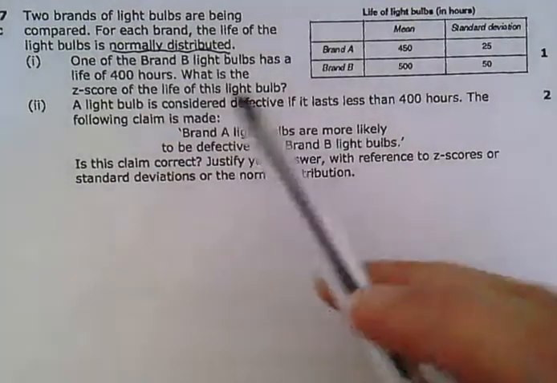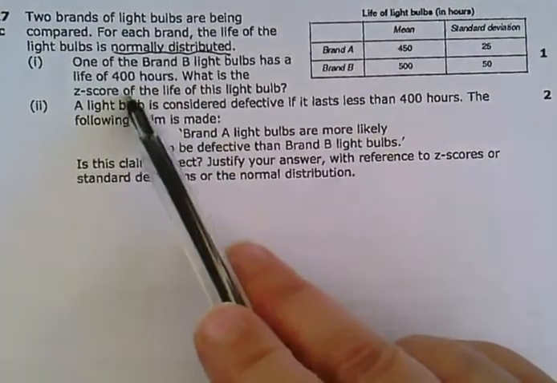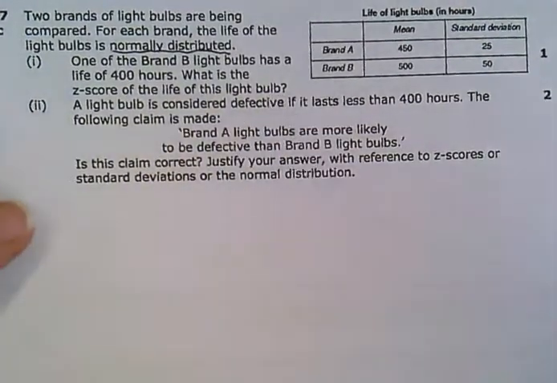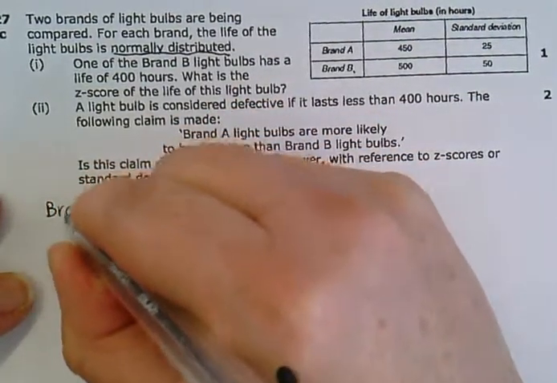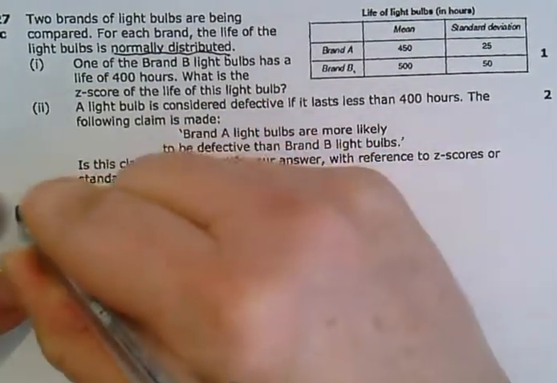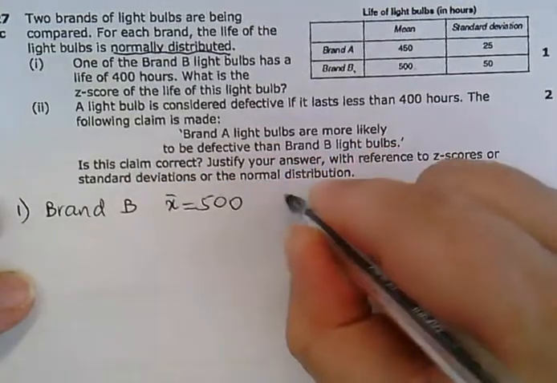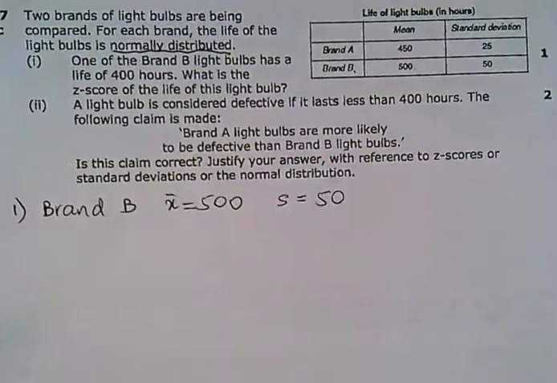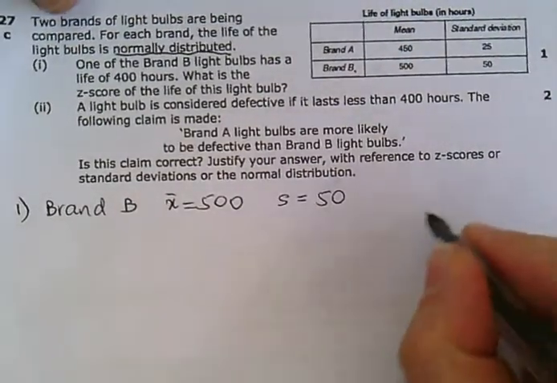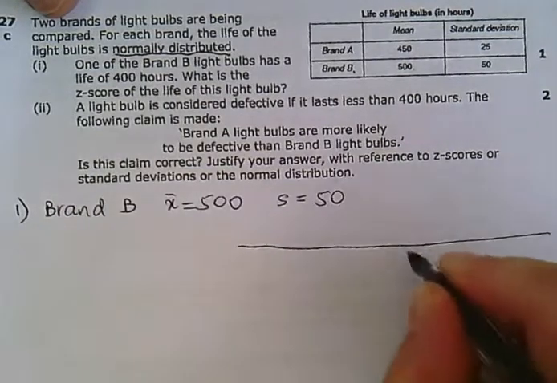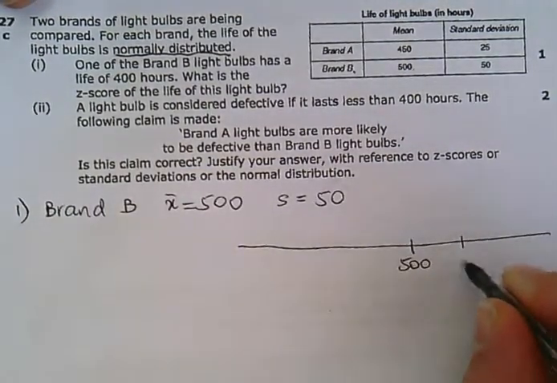One of the brand B light bulbs has a life of 400 hours. What is the Z-score of the life of this light bulb? So brand B, what's the mean? You can look at the table. The mean X bar is 500 and standard deviation S is 50. I can draw my little graph for brand B if I want, or I can use the formula. So brand B, we've got 500, standard deviation is 50.